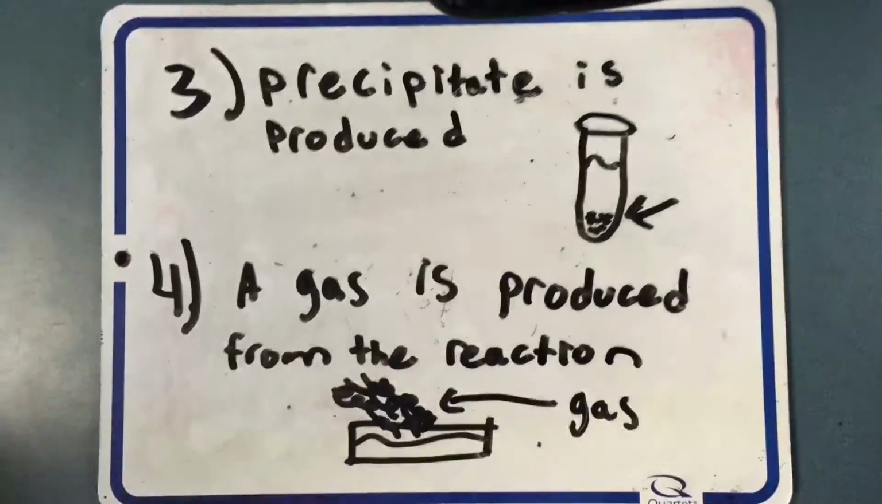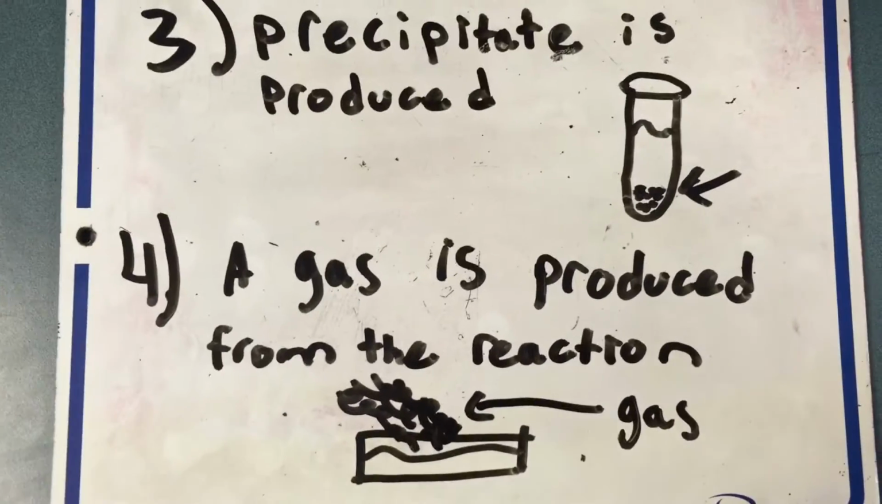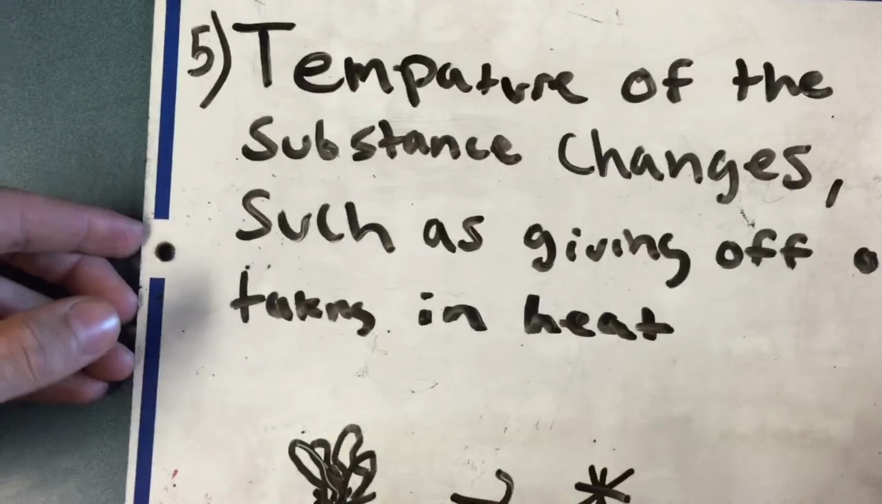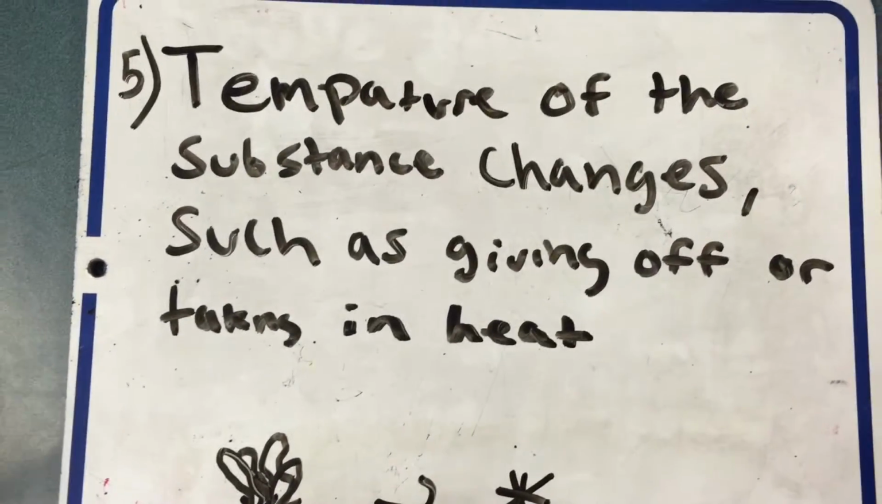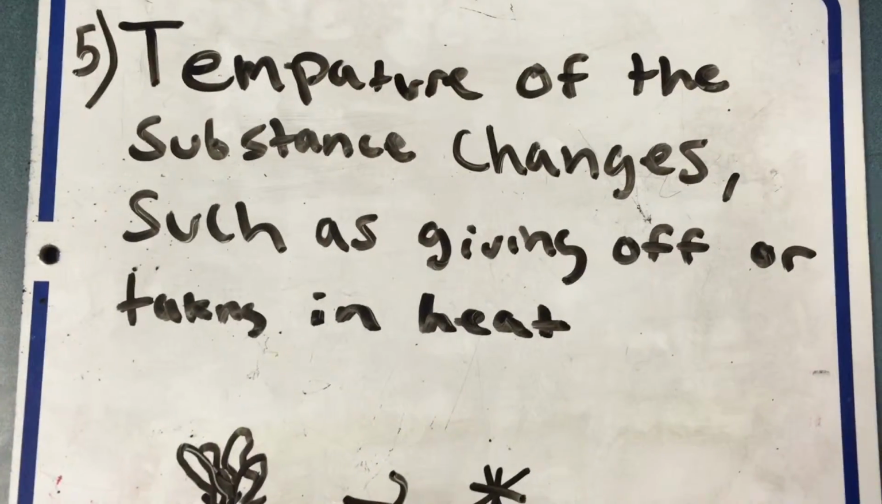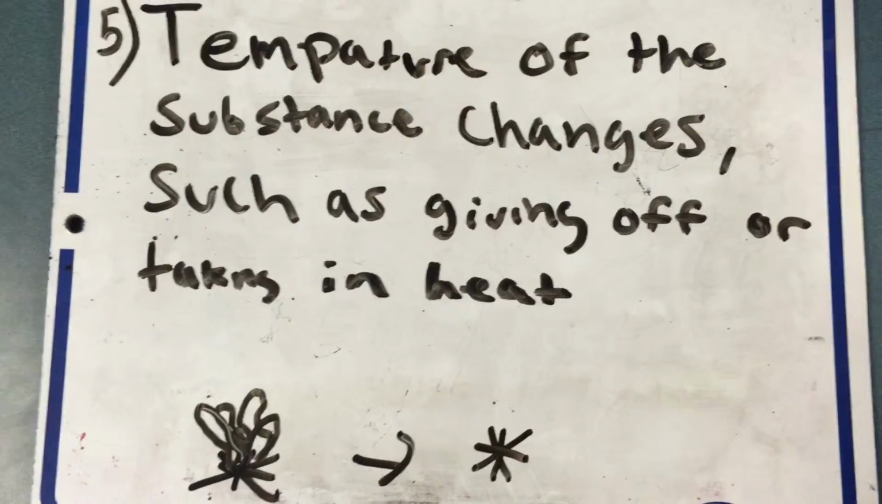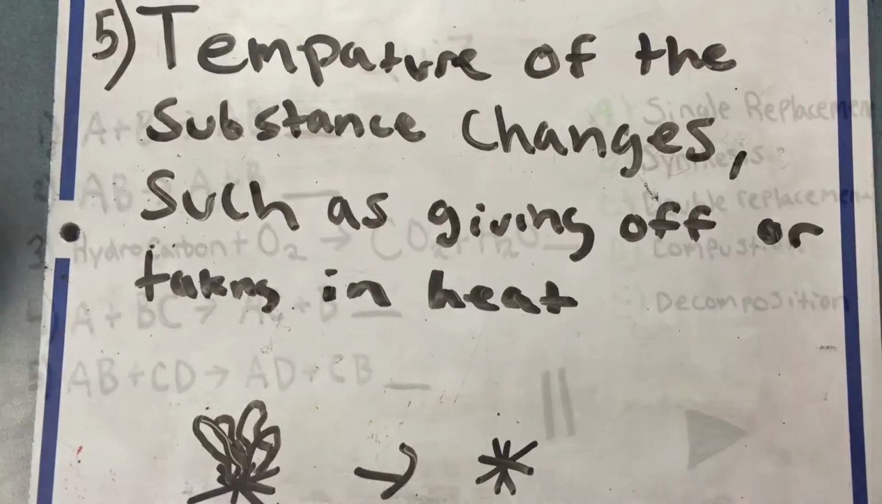The third indicator is a solid is produced from the reaction. You should be able to see the formation of a solid in the bottom of a test tube in a chemical reaction. The fourth indicator is a gas is produced from the reaction. You can tell this by looking above the reaction and seeing smoke coming off of it. The fifth and final indicator is the reaction's temperature drastically changes. When the reaction gives off or takes in heat, this occurs.